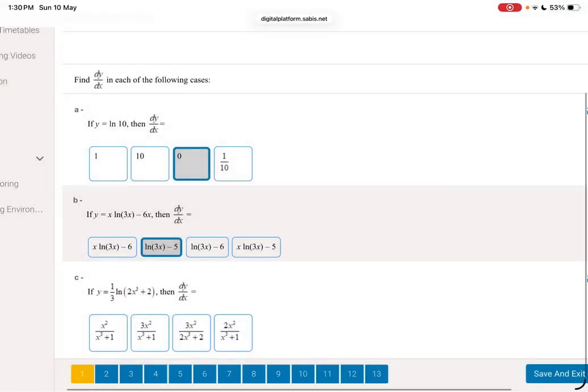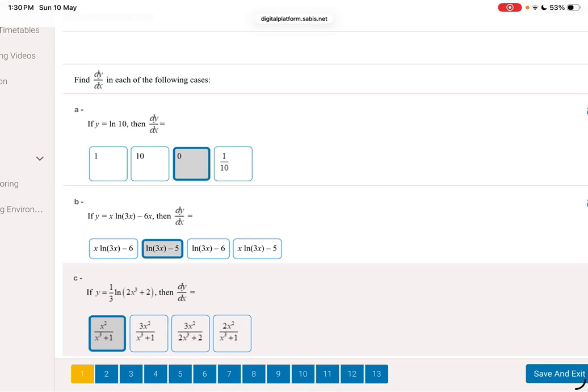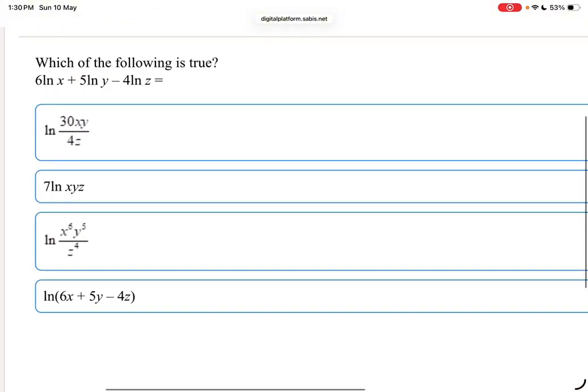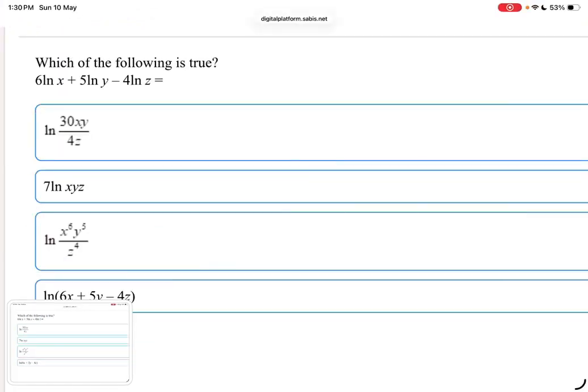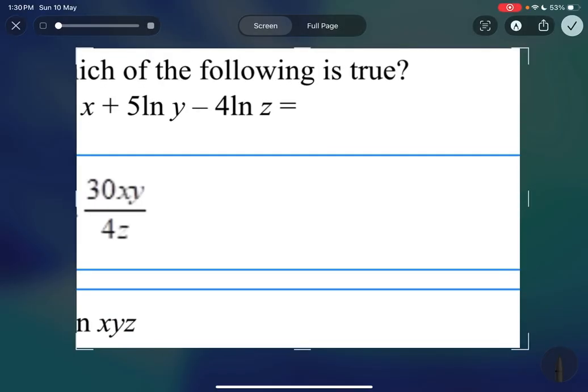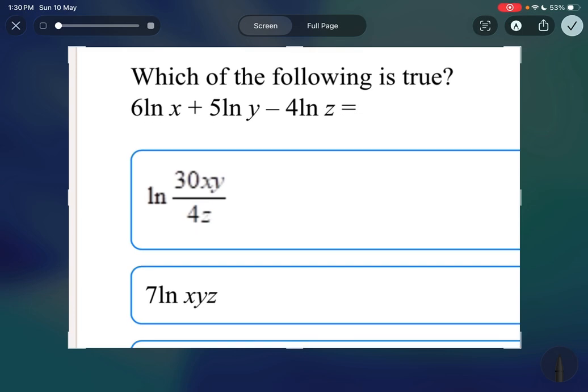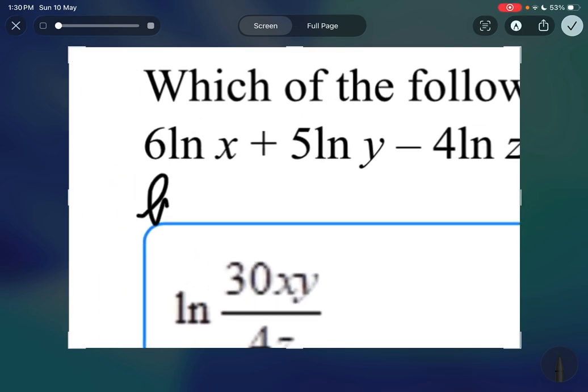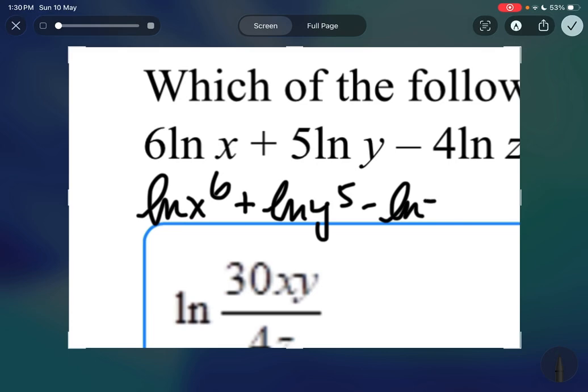Moving on to question number 2. Okay, here, which of the following is true? They want 6 ln x plus 5 ln y minus 4 ln z. So when you have this type, put it back how it is. So here, this equation becomes ln of x^6 plus ln of y^5 minus ln of z^4.